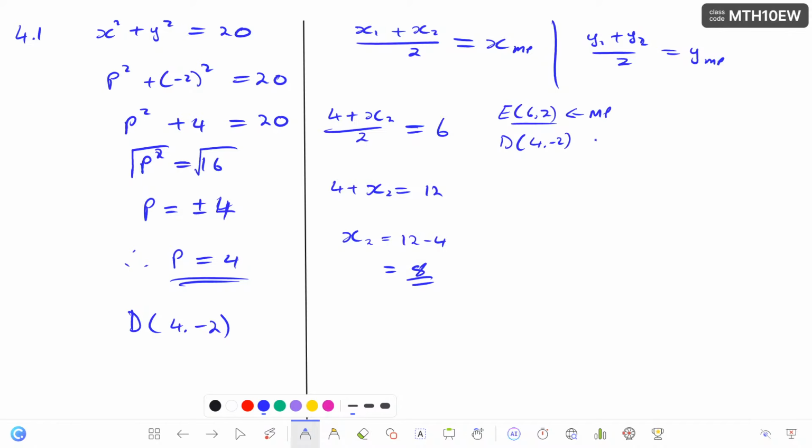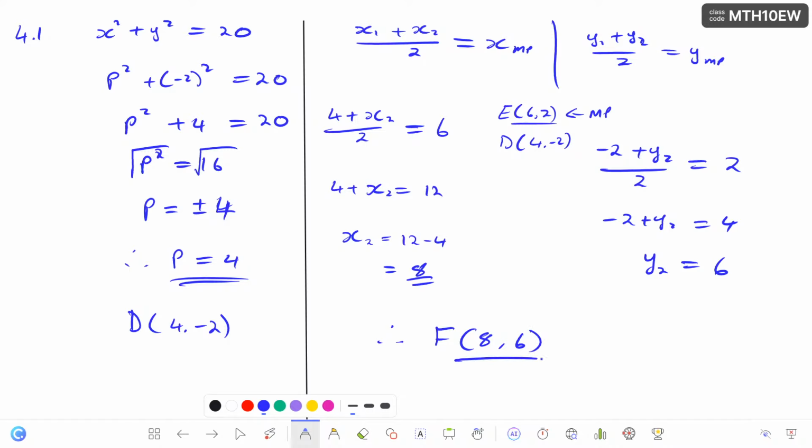this point. So here we're going to say what? Negative 2 is y1 plus y2, where y2 is the one at F, which we don't know, and then 2 is the midpoint. So cross multiplication is going to be 4. Taking 4 to the other side, we're going to get y2 is equal to 6. So now we can say, therefore, our F is 8 and 6.